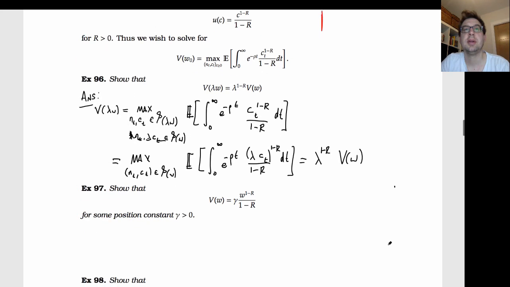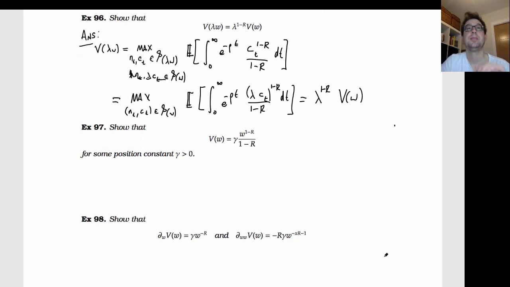So then the next part says to argue that V of w has this specific form. V of w equals gamma, the well, w to the power of 1 minus r, divided by 1 minus r. Okay? But that's sort of obvious now.